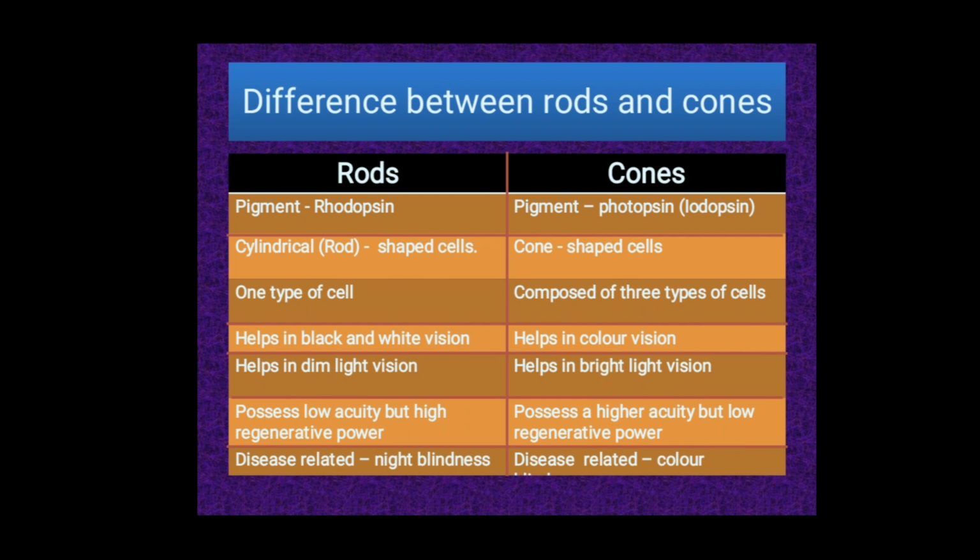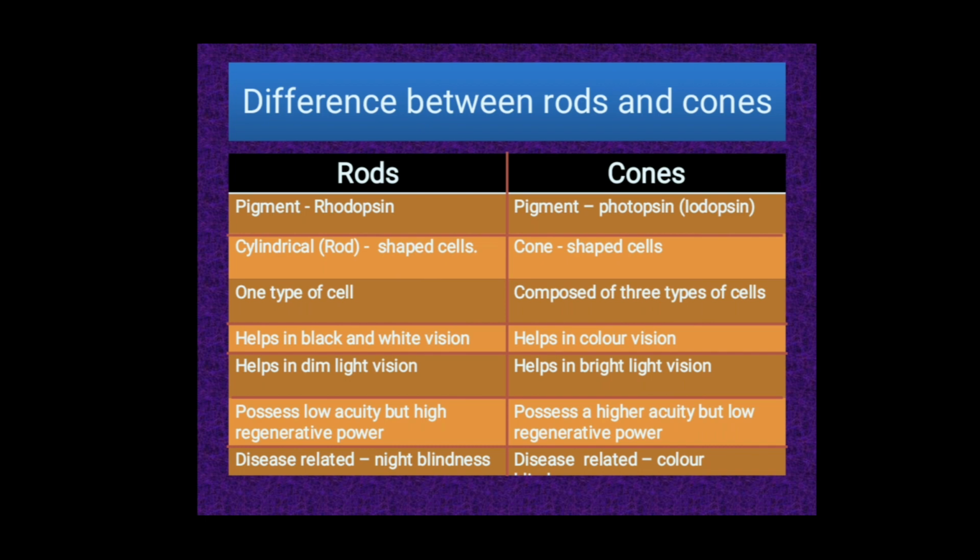Coming to cones, they are active only during bright light. So they help in bright light vision. And during bright light we can see the colors of the object very clearly. Isn't it? So how is it possible? By the activity of cone cells. So rods are active during dim light, whereas cones are active during bright light. Rods help in black and white vision, whereas cones help in color vision.